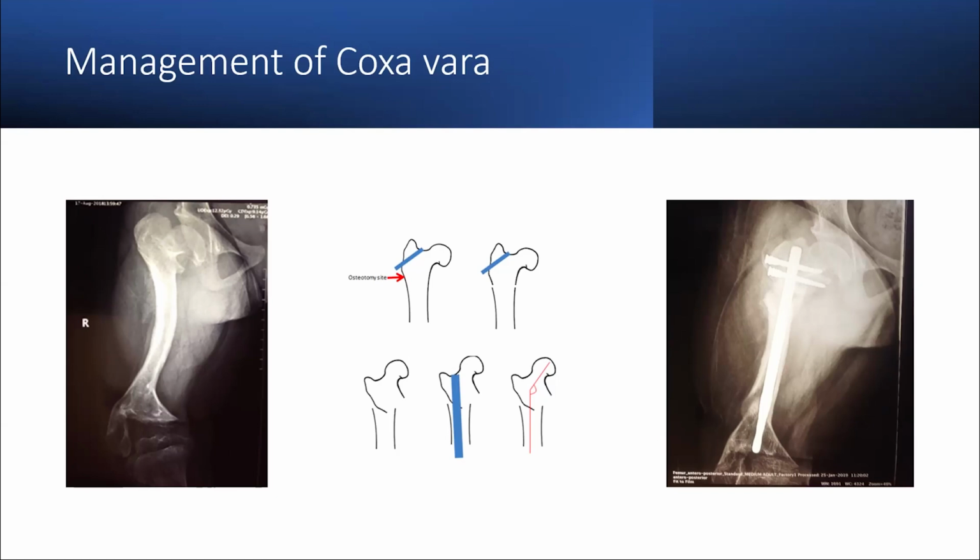In this case, we use the SIGN fin nail, which does not require intraoperative imaging. And then you get your outcome. So you restore the neck shaft angle.